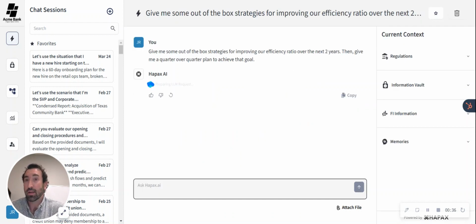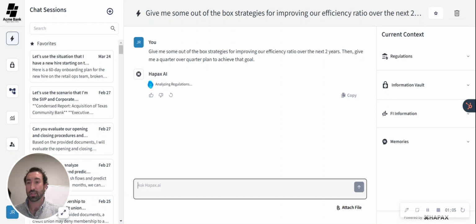In this particular instance, the prompt that I'm giving Hapax is really just to get some ideas going and get the brain moving on, hey, give me some out of the box strategies to improve our efficiency ratio over the next 2 years. And I'm even going to take it a step further and say, and on top of that, give me a quarter over quarter plan to achieve that goal. One of the cool things is this is meant to be a first pass, right? With the output that it gives, we'll be able to dive into maybe parts of the plan that it suggests in more detail. We can have it expand on certain things, get as detailed as we want it to.